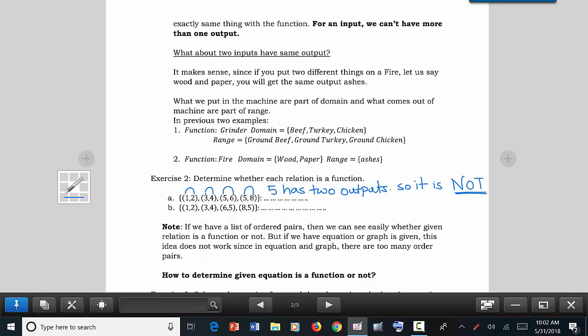But if we see the second relation, 1 has output 2, 3 has 4, 6 has 5, 8 has 5. None of the inputs has 2 different outputs or more. That's why it is a function.